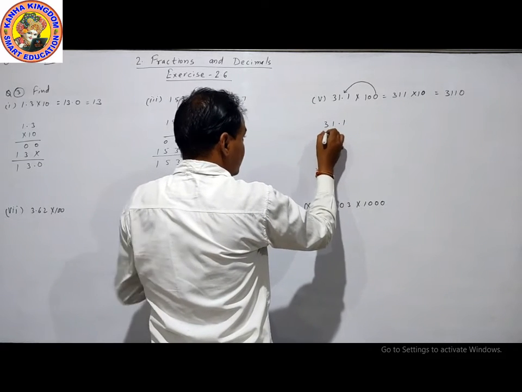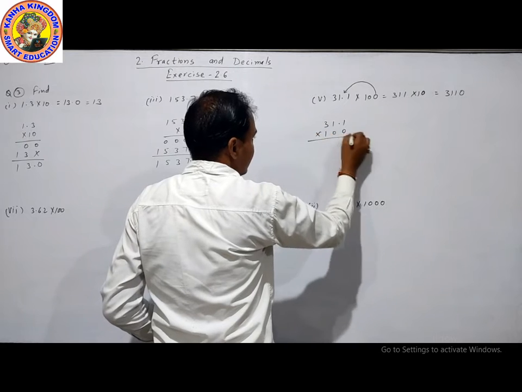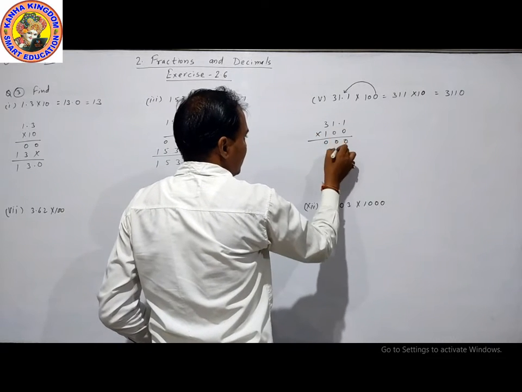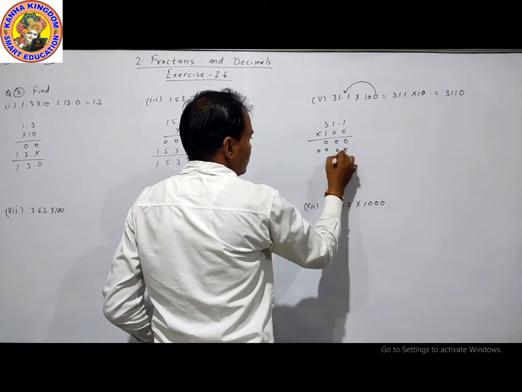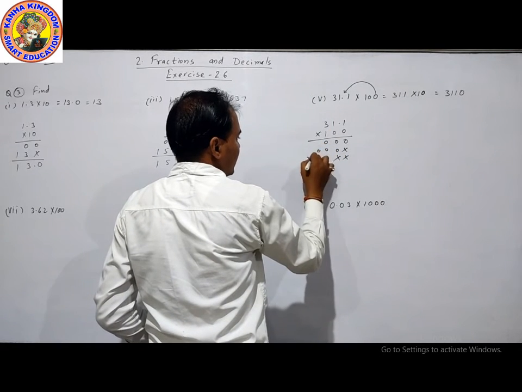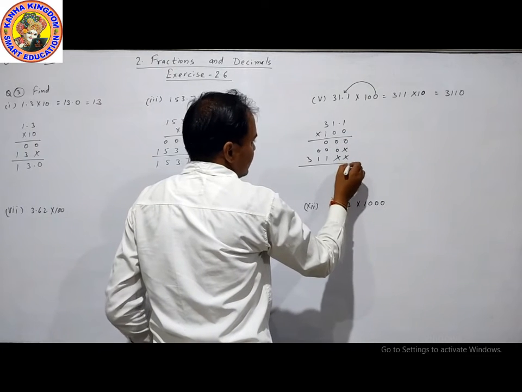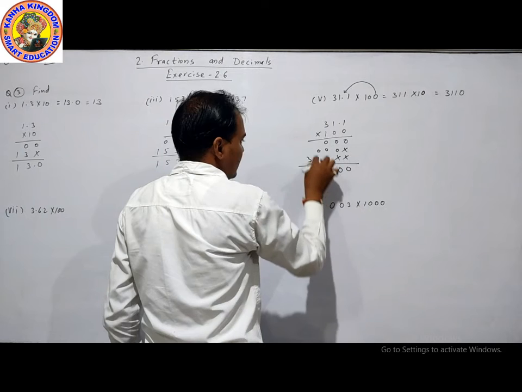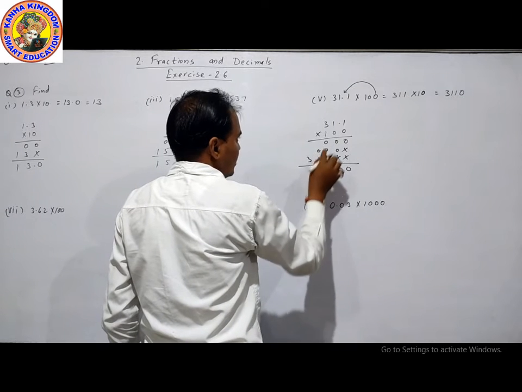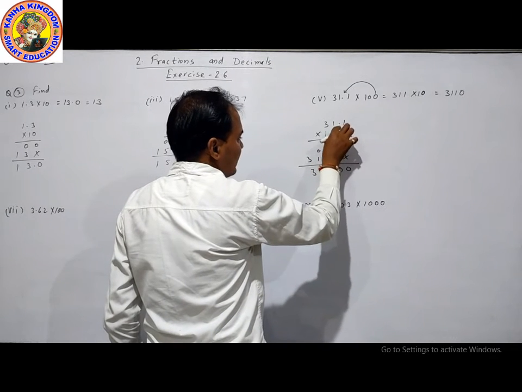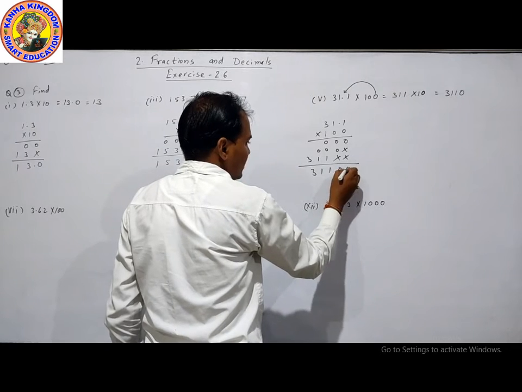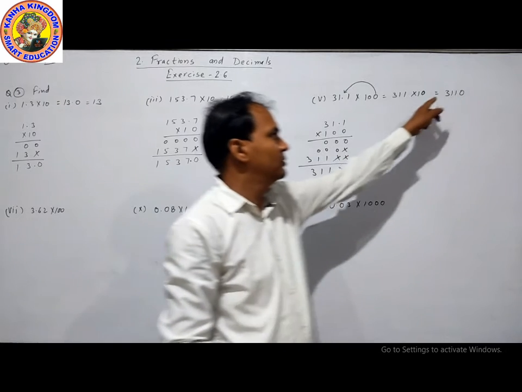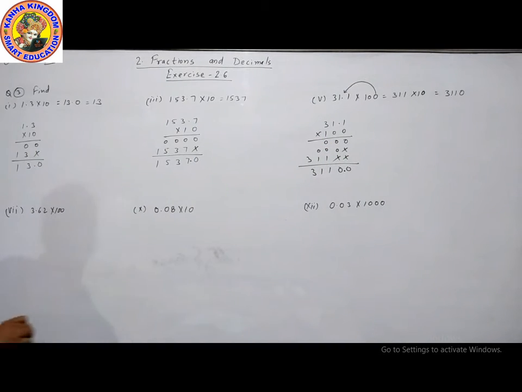13.1 into 100 will multiply. First of all, 0 multiply 0 0 0. Second, 0 will multiply 0 0 0. Now third one, 1 multiply 1 1 3. Adding these 0 0 1 1 3. Use the decimal point after one digit. Here the answer is 3110.